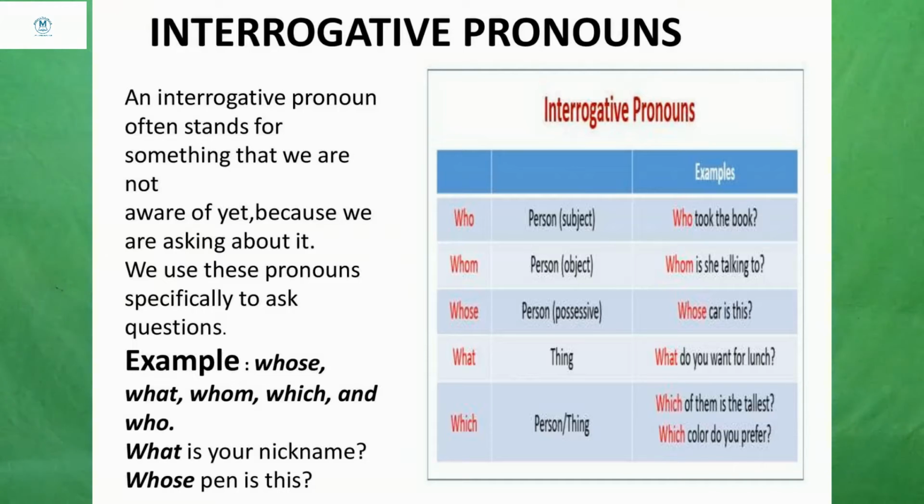Example: What is your nickname? I don't know your nickname, so I'm asking, what is your nickname? I am using what as an interrogative pronoun here. Whose pen is this? I don't know the ownership, meaning who is the owner of the particular pen. In that scenario, I'll ask, whose pen is this? I am using whose here. So whose is what? An interrogative pronoun.